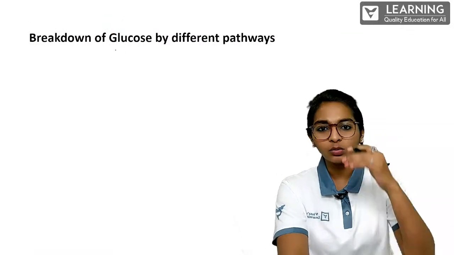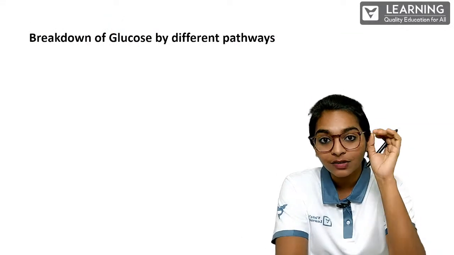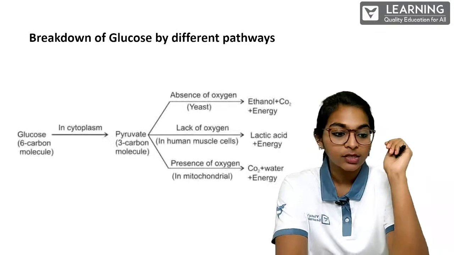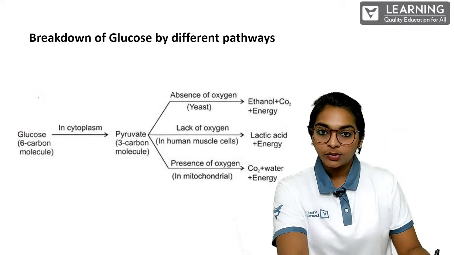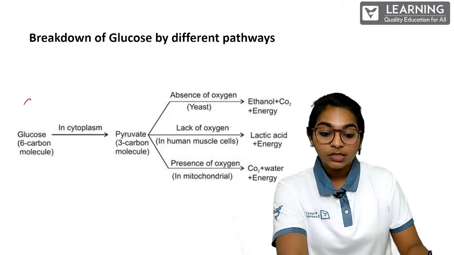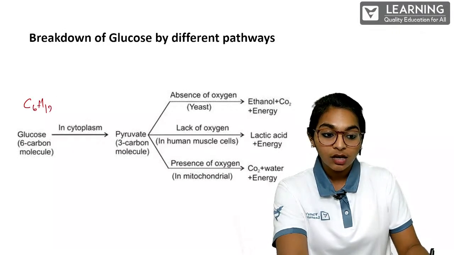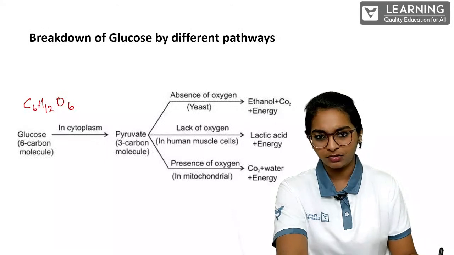pathways, that is, how the glucose is actually broken down in different pathways. There are three different pathways. Okay, so this is one. Glucose, a 6-carbon molecule. What is the formula for glucose that we discussed? C6H12O6. Simple. Very, very easy.